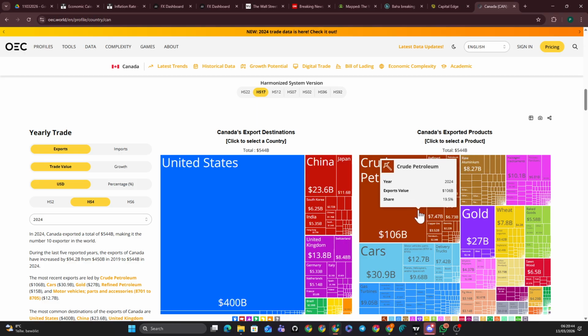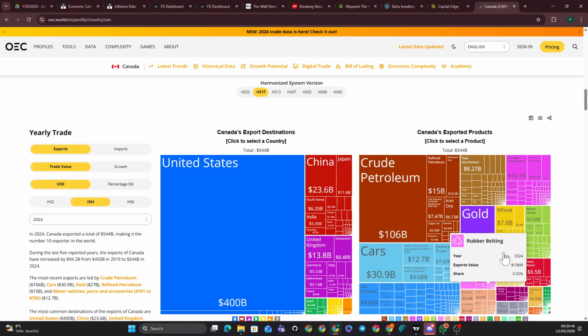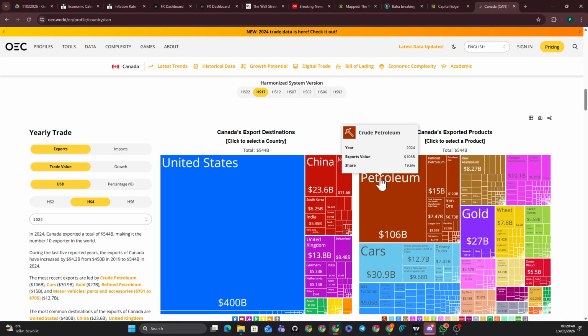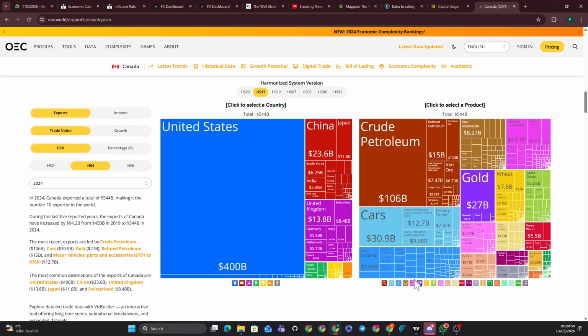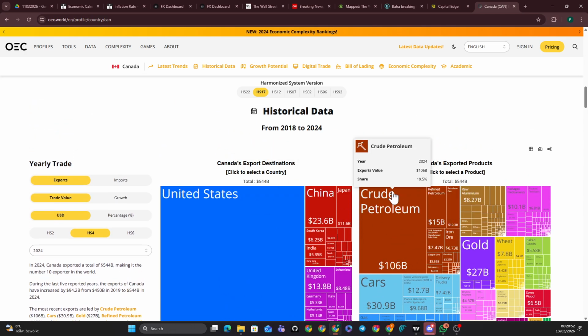Canada's export products, like 20% of their exports, are crude oil, and all the other things are also related to crude oil. So when crude oil prices increase, it means the revenue that Canada is getting will also increase. So the demand for the Canadian dollar will increase, and it is positive for the Canadian dollar.